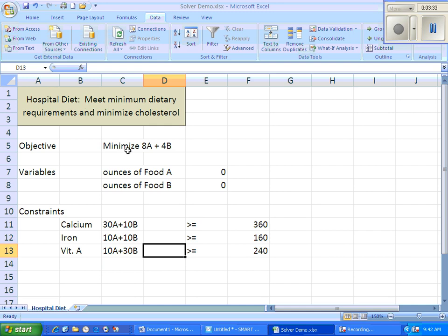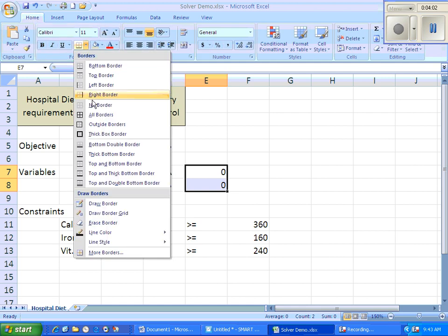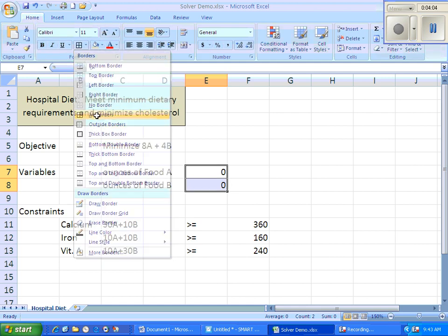Our objective was to minimize the cholesterol, which was 8A plus 4B, the total amount of cholesterol. We're using as variables ounces of food A, ounces of food B. And then our calcium, 30A plus 10B, has to be at least 360. 10A plus 10B, the iron, has to be at least 160. Vitamin A, 10A plus 30B, has to be at least 240. Now what I've done is in these two squares I've just thrown in a couple of dummy numbers.